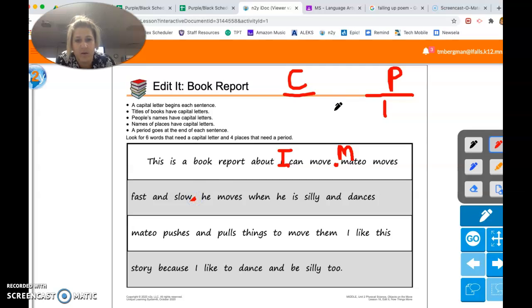So far, oops, sorry, I forgot to put one over here. 2 capital letters, 2 forms of punctuation so far. Now, since this is the beginning of a sentence, we need a capital letter. Awesome. So this is going to be a capital H. Sorry, it kind of covered up the E, but that's okay. He moves when he is silly and dances. Do you think that's a whole sentence? He moves when he is silly and dances.